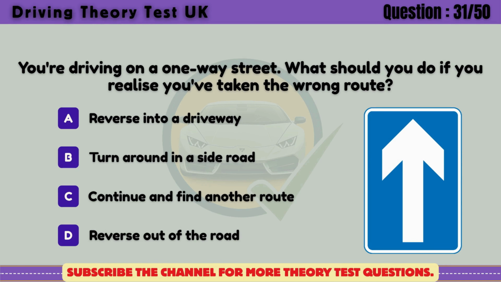Question 31. You're driving on a one-way street. What should you do if you realize you've taken the wrong route? Option A. Reverse into a driveway. B. Turn around in a side road. C. Continue and find another route. D. Reverse out of the road.